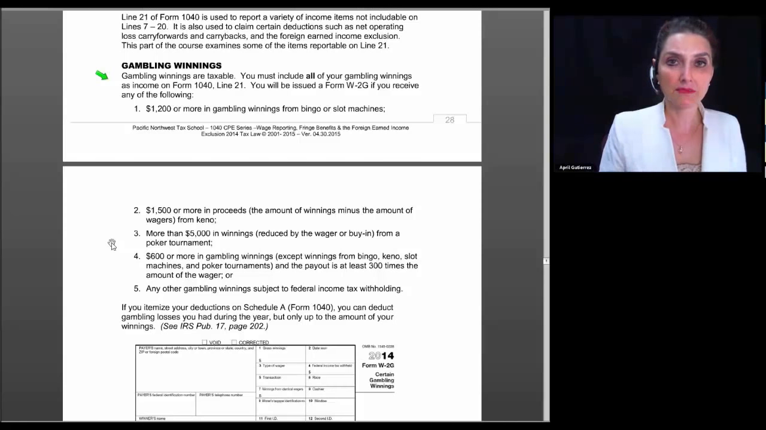But the other nasty part about gambling winnings on the front page of the tax return is that they can cause your income to rise and therefore force you to phase out on other items that you might otherwise receive a tax benefit for.